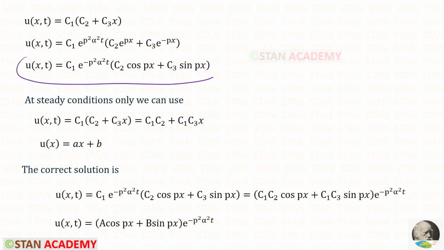So this is the correct solution. Let us take that and rewrite. We can multiply c1 with these two terms. We can keep c1, c2 as a and c1, c3 as b.